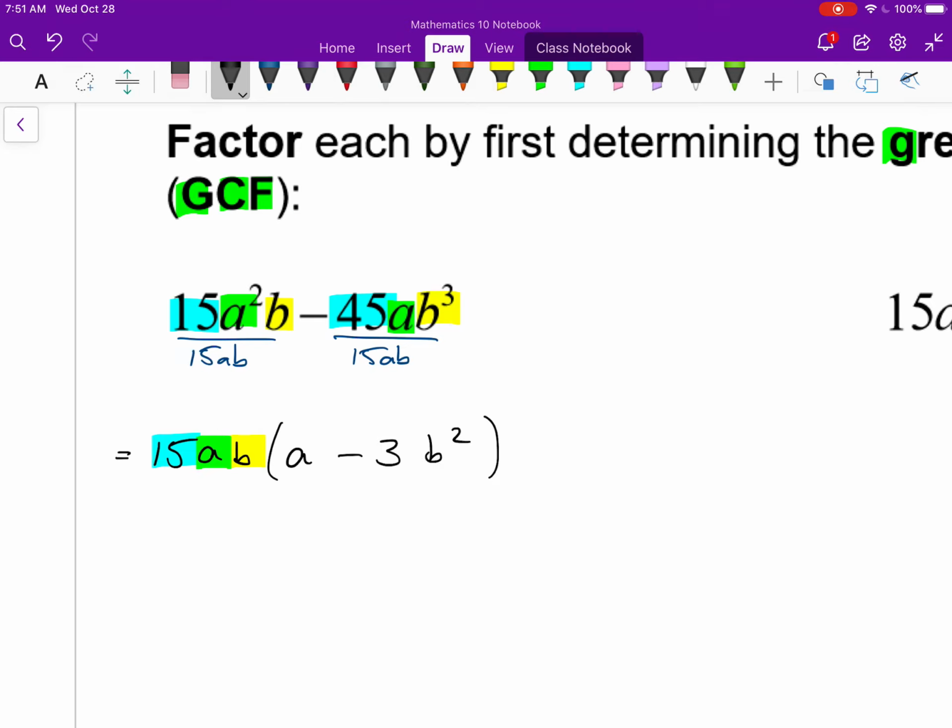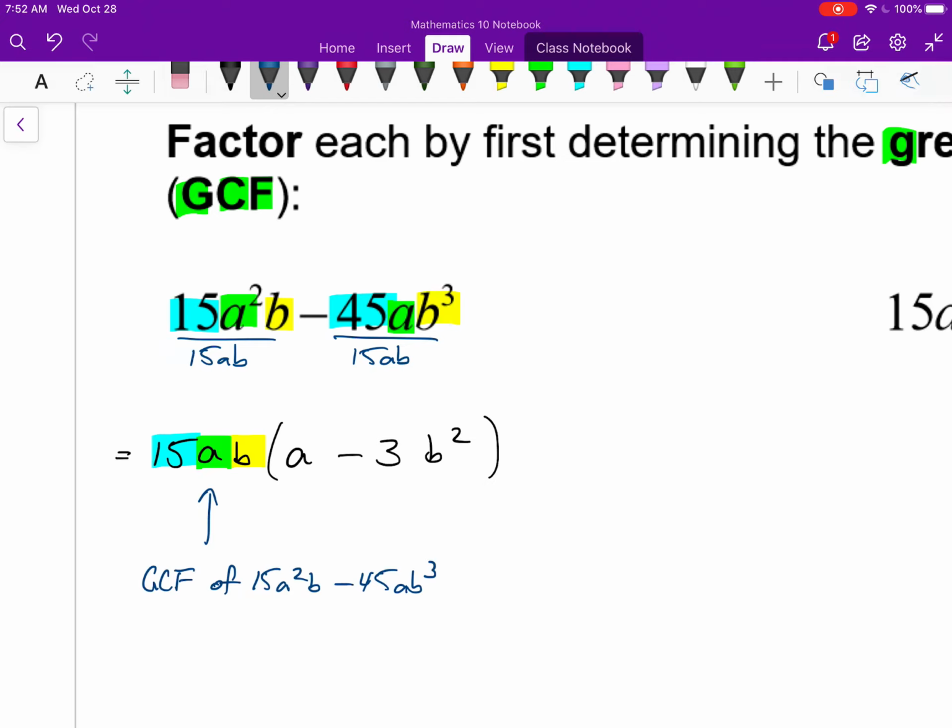And so what I've done now is I've factored the polynomial you had in the beginning. And it started with finding the GCF. And the GCF, I'll just label it right here, of these two terms was 15ab. That's the GCF of 15a squared b minus 45ab cubed.